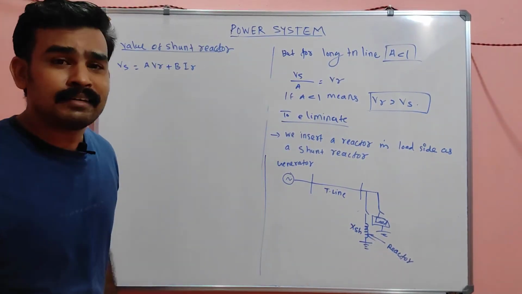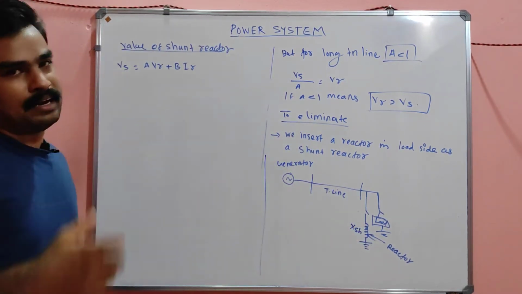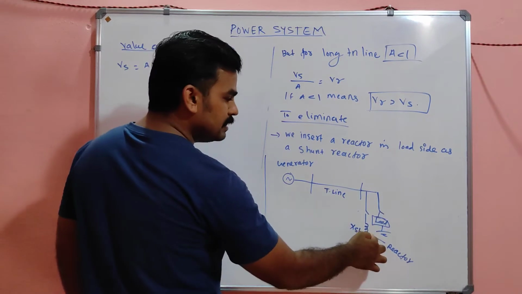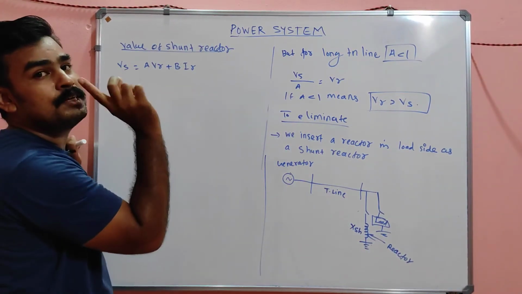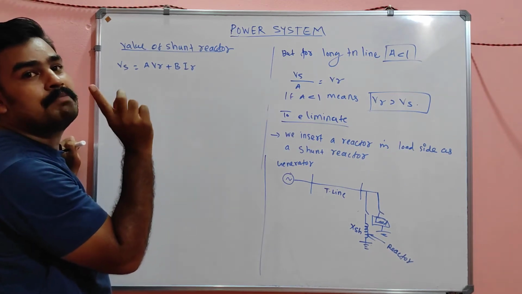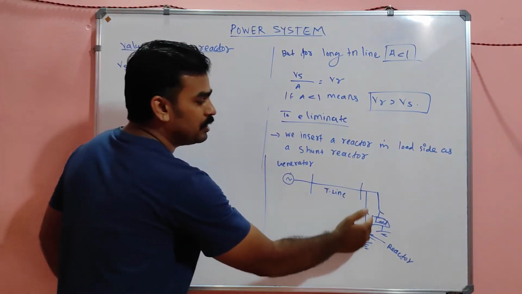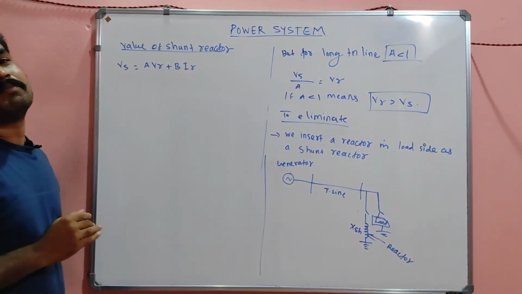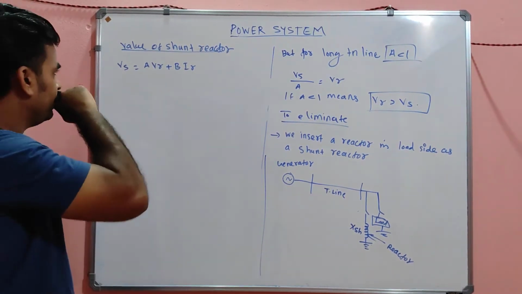So that is the reason why we are inserting a reactor. A reactor is nothing but an inductor. So I am inserting a reactor, an inductor, in parallel. Due to the presence of this inductor, the load current, that is the receiving end current, will not be zero now. Some value will be there, because I already inserted that shunt reactor. So there will be a receiving end current.